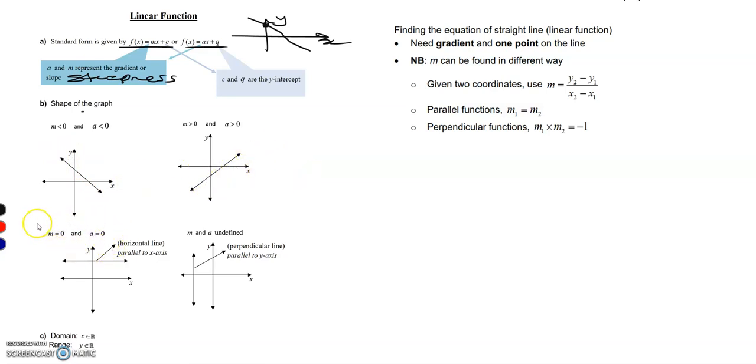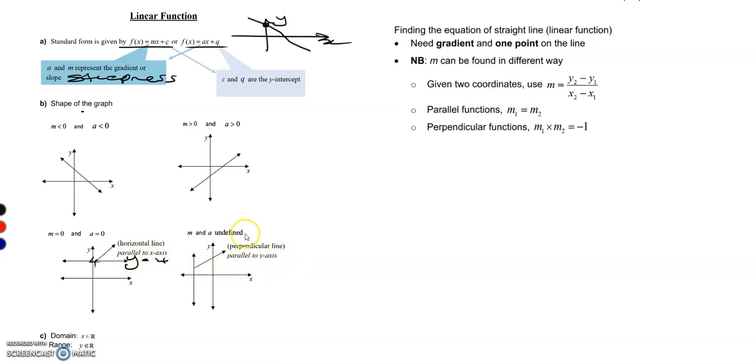Then if we have a gradient of 0, it means you have an equation like, for example, y = 4. So here will be 4. The coordinate here will be 4, and we are saying y = 4 doesn't have the x. So it means that the gradient there is 0.